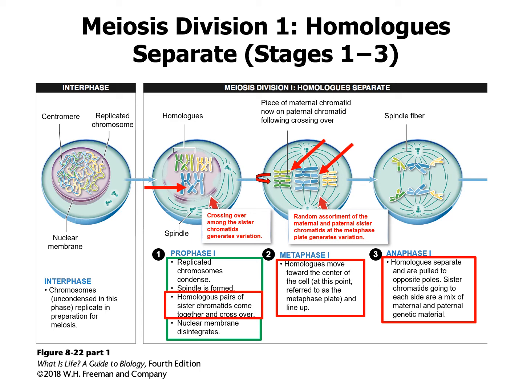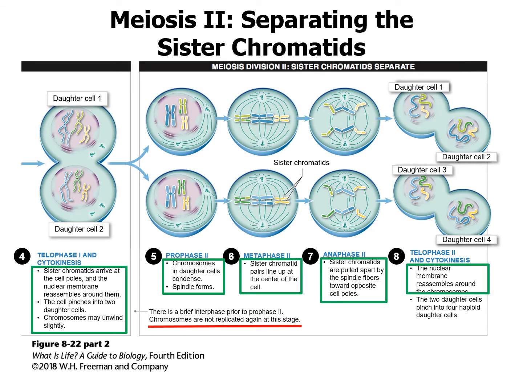From there, we have anaphase, where our homologs are going to separate and are pulled to opposite poles. Our sister chromatids are going to each side and are going to be a mix of maternal and paternal genetic material. So we have, in a way, jumbled up all this genetic information in order to get some genetic variety and diversity. From here, we've got meiosis 2 happening.